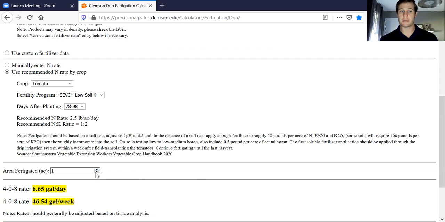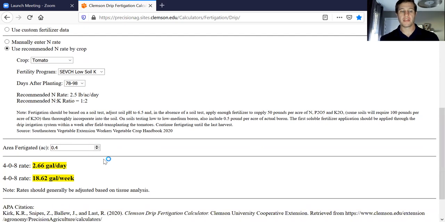So let's assume that I'm a small farmer and I have 0.4 acres under production. Then I go down here and look at my 4-0-8 rate. I need to be using 2.66 gallons of that liquid fertilizer per day. Now, a lot of folks don't irrigate every day, and so they don't fertilize every day. And so for the entire week, we need to be using 18.62 gallons for that entire week.